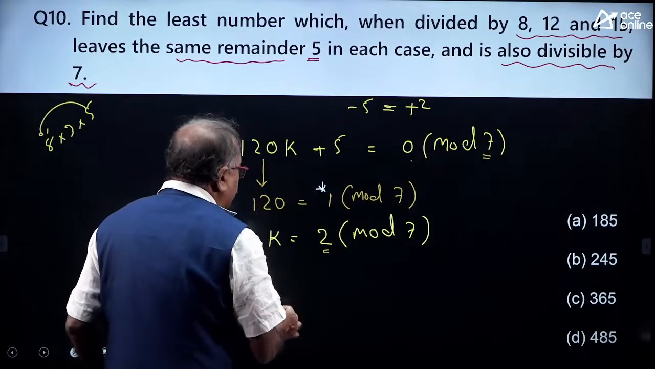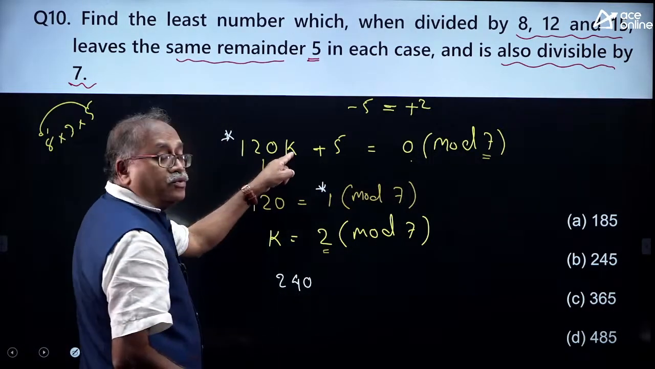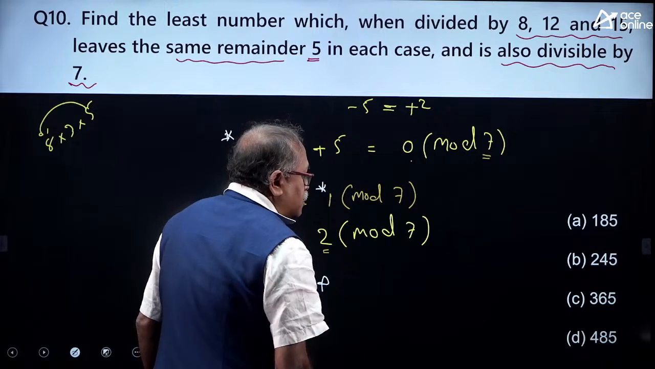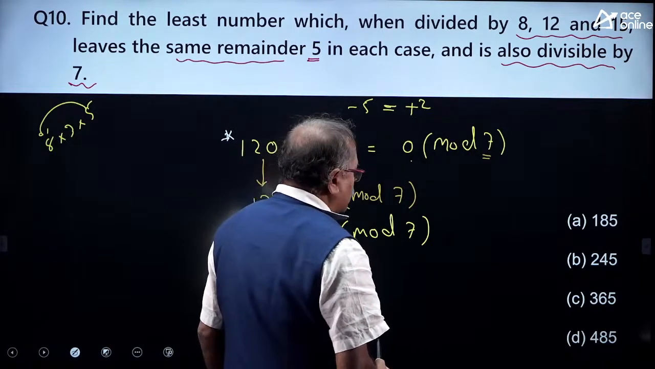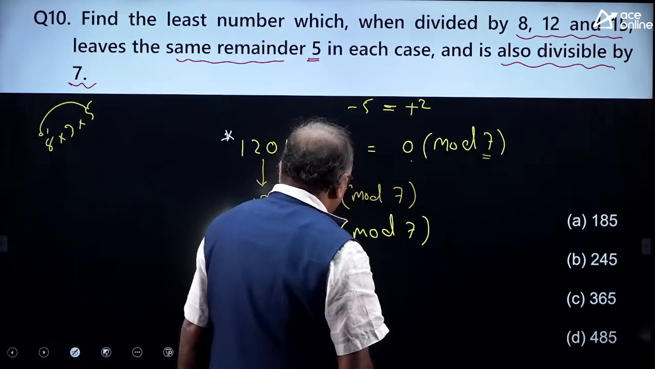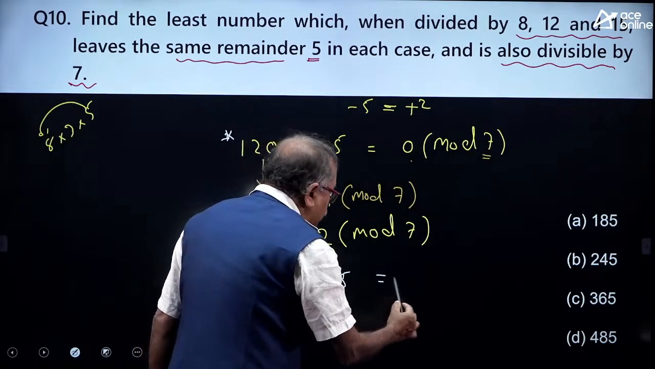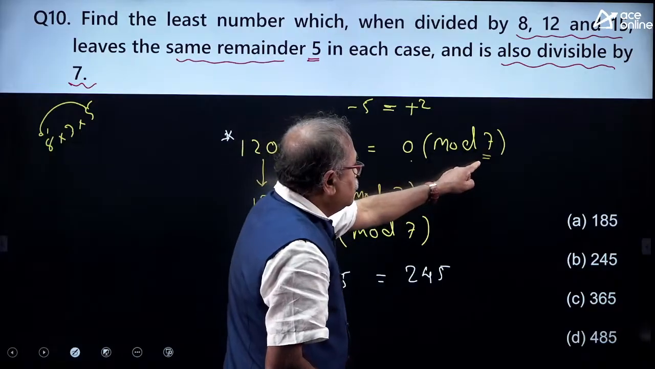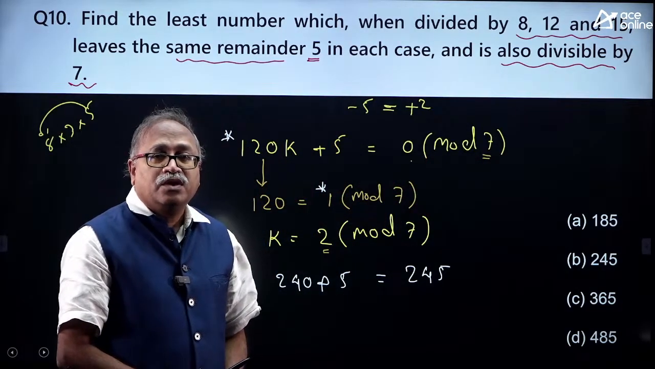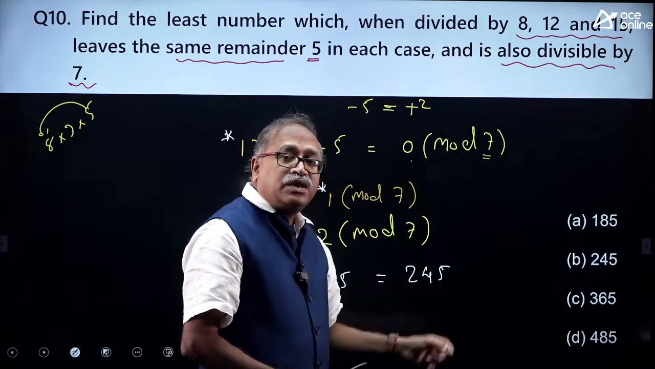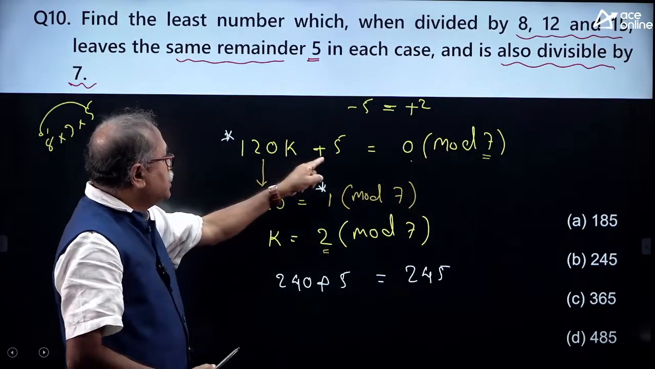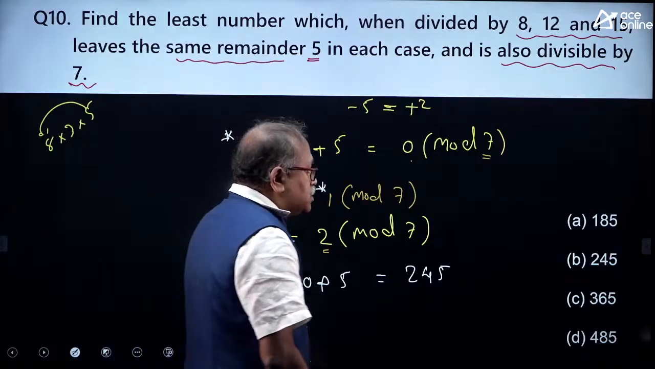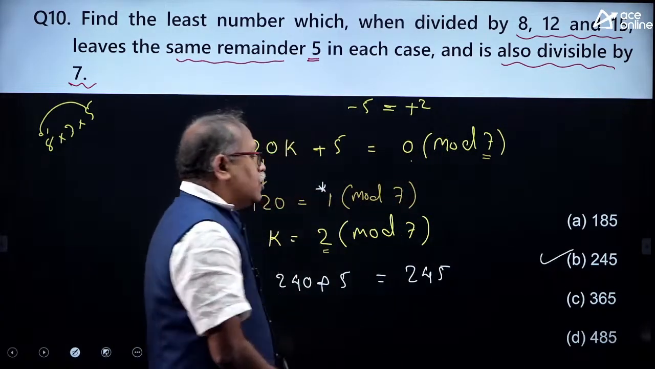Now, I will replace the k over here. If I place the 2 here, 240 plus 5. What is that number? 245. So my left hand side is 245. When divided by 7, the remainder will be 0. If you want, you can check this one: 7 times 35 is 245, and it will also follow the condition 120k plus 5. Therefore, here my answer has to be 245, option choice D.